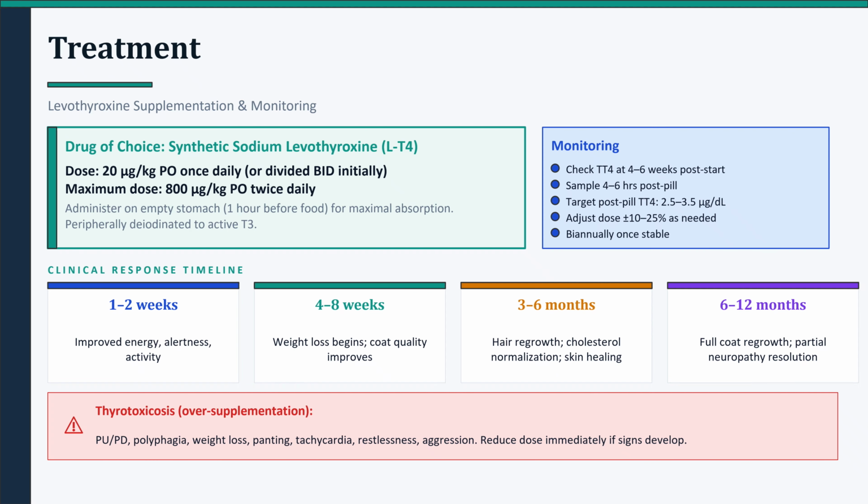One important warning: watch out for thyrotoxicosis from oversupplementation. Signs include polyuria, polydipsia, polyphagia, weight loss, panting, tachycardia, restlessness, and aggression. If you see these signs, reduce the dose immediately.